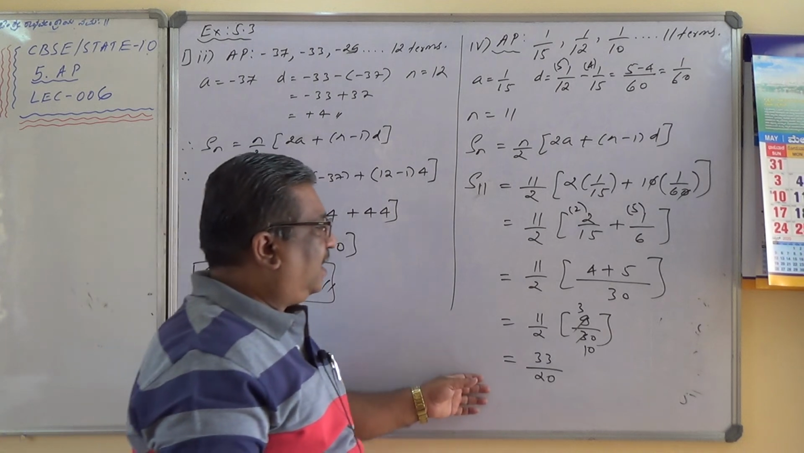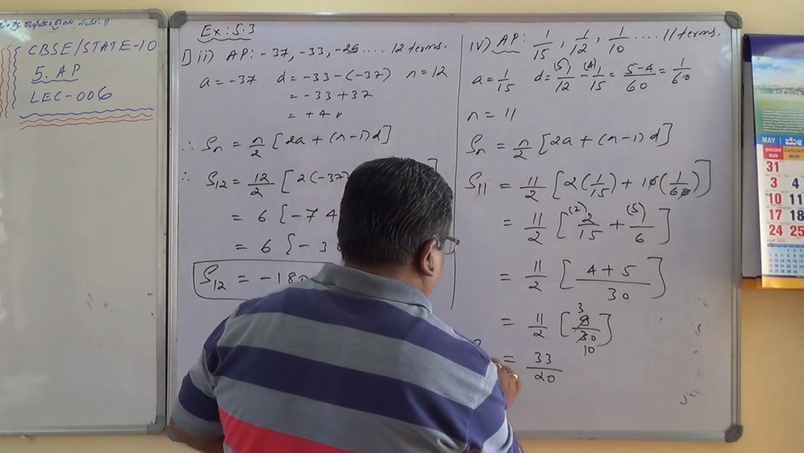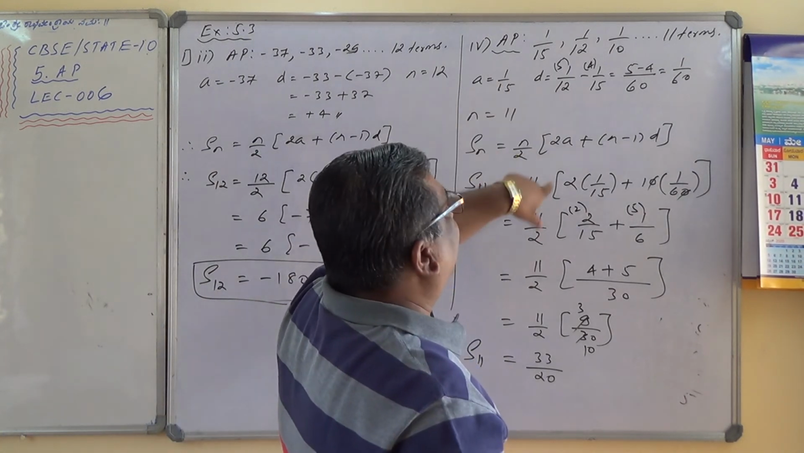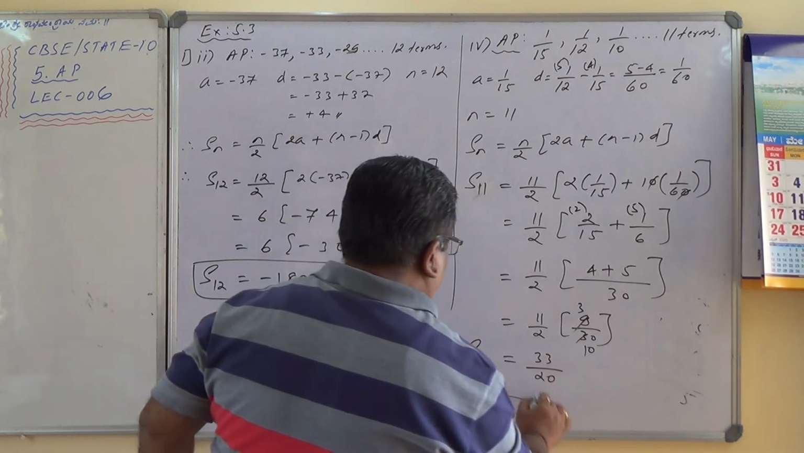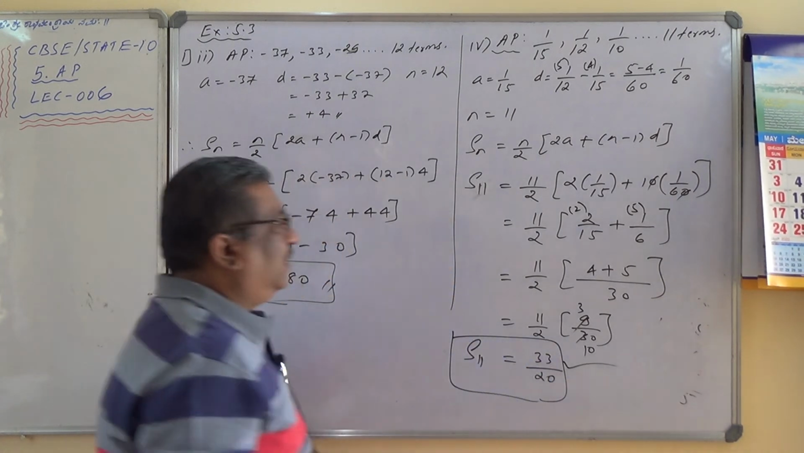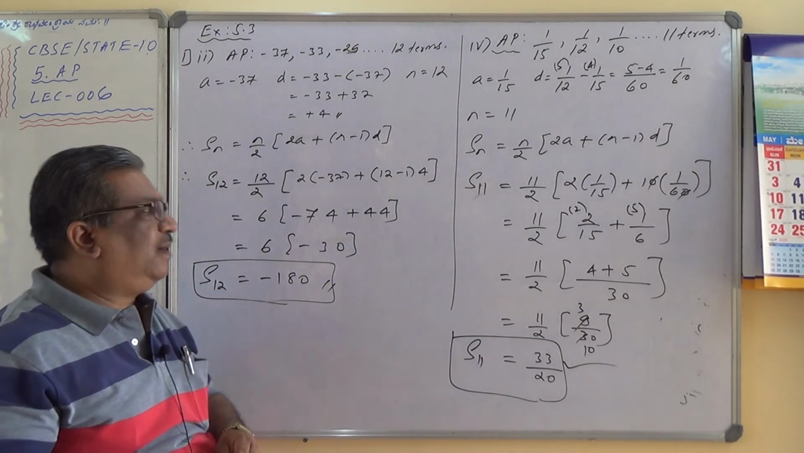33 by 20. It is correct. Yes, 11 is equal to, because all these are in fractions and therefore we are getting the correct answer. It is correct only. Note it down. Next I will go. First you note it down, then I will take up the next sum.